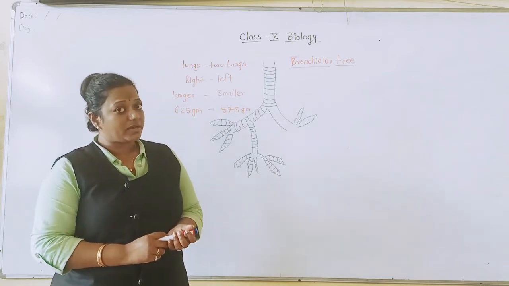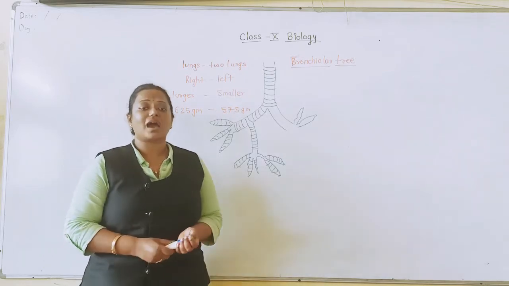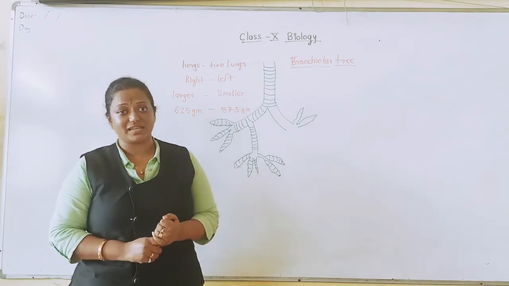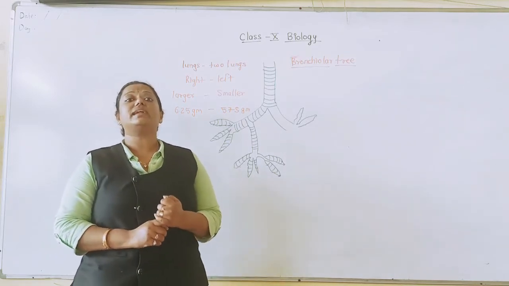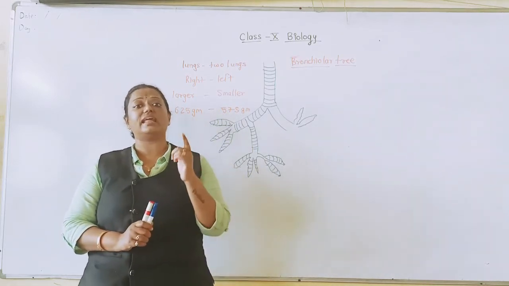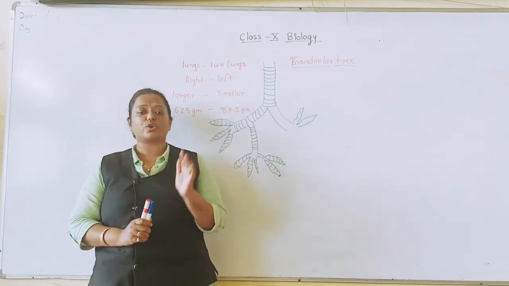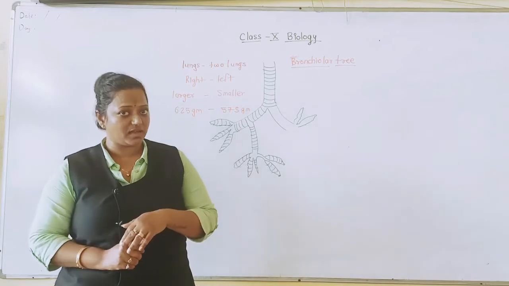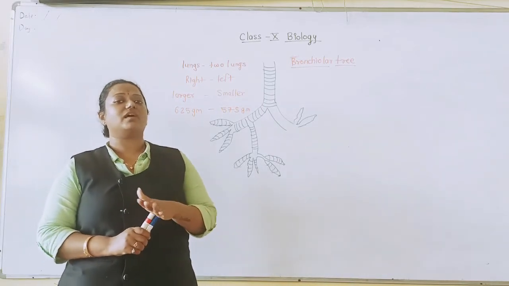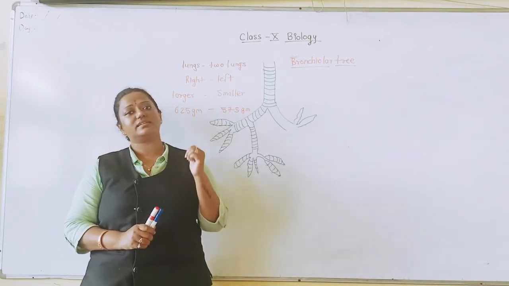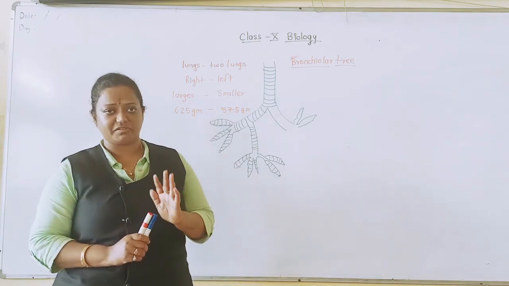Thus it is smaller because the heart is present in it. It is a little bit tilted towards the left lung. The heart is occupying the space of the lung, so the left lung is a little smaller than the right lung. This is the reason. Understood?